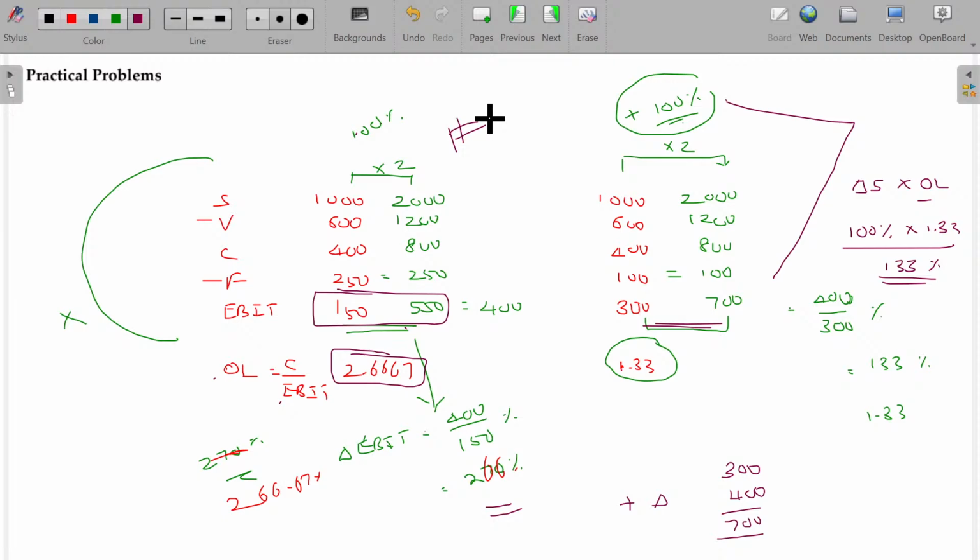Here compared to this one, the fixed cost in this case is very high, right? Rather than 100 it is 250. If the fixed cost is 350, what happens? Then the operating leverage is the highest one. In that case, a small change in sales will lead to a huge change in the EBIT. So you can guess what could be the change in the EBIT with respect to the change in the sales. If you are aware of the operating leverage, you can get it easily.